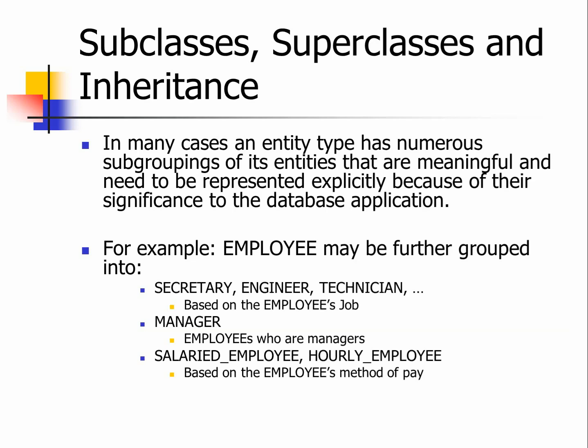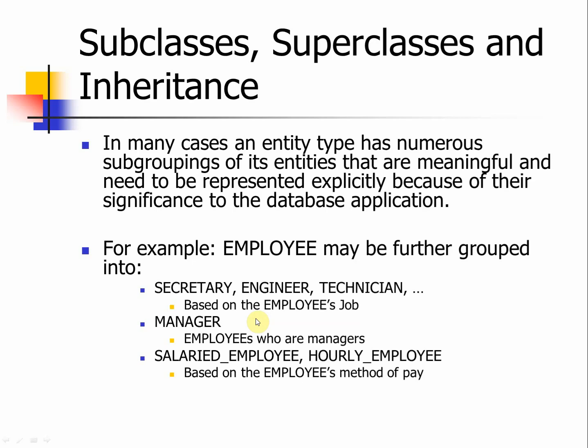Also, inside of the company, some employees are permanent employees, so they are paid by salary. However, there are also some part-time employees, such as interns. They are paid hourly. And based on how they get paid, their properties are going to be different. And again, they are independent from the job type or manager. A salaried employee can be a secretary or an engineer, and a manager is also a salaried employee. So they can be included in different subgroupings based on different distinctions.